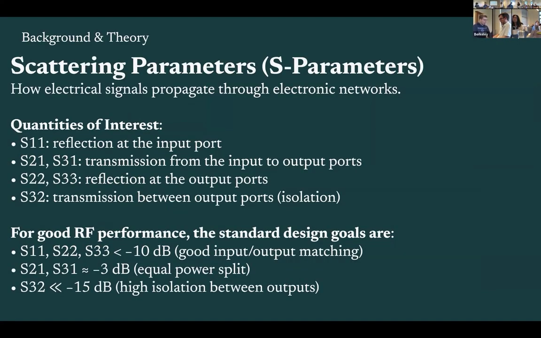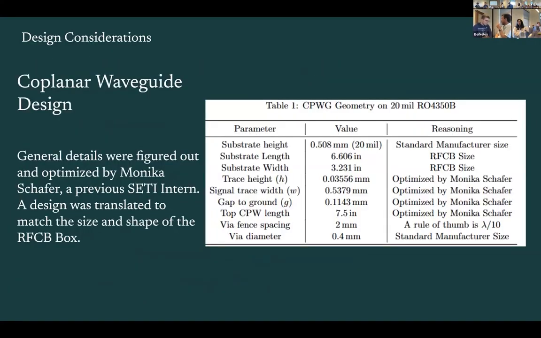Another thing to understand is scattering parameters. I don't want to throw this at you, but it's so important. These tell you how electrical signals propagate through networks. You have reflection at input and output ports. You have isolation, and you have transmission. Generally, you want the transmission to be as close to 0 as possible. It says -3, but really close to 0. And then everything else should be as low as possible.